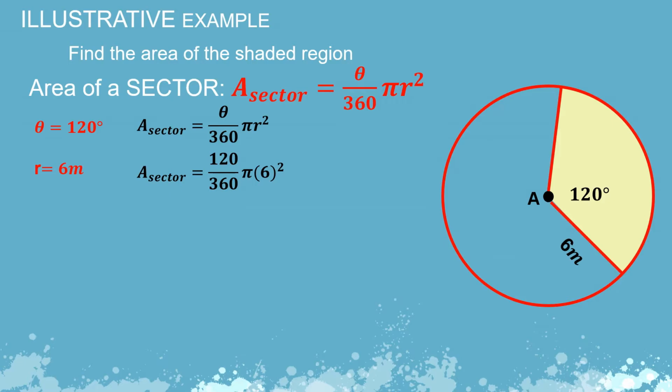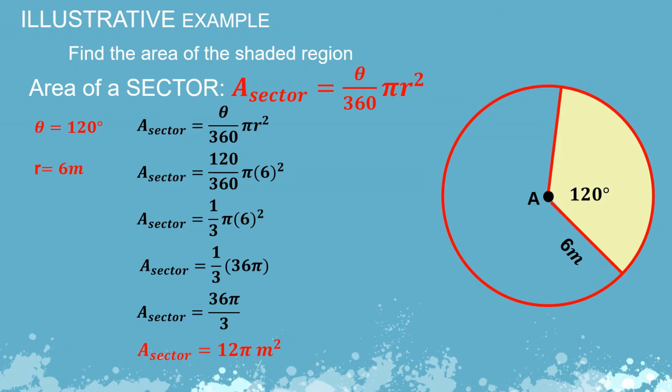Then solving for this, we simplify 120 over 360 and that will give us 1/3 pi 6 squared. After this, we evaluate the exponent, which will give us 1/3 of 36 pi. Then simplifying this further, we can multiply numerator to numerator, denominator to denominator, or you can also use cross cancellation. So let's have 36 pi over 3. Since this is a fraction, we have to simplify our answer. Then the area of sector is equal to 12 pi m squared. Since we're talking about area, the unit of measure of your answer should be in a square unit. For this one, we will have square meter.